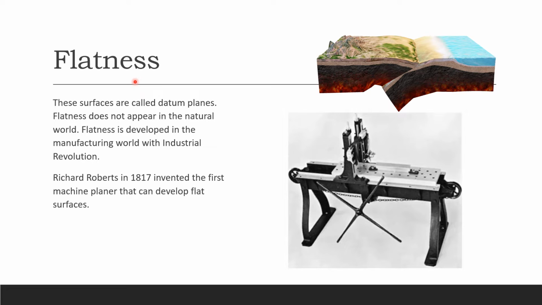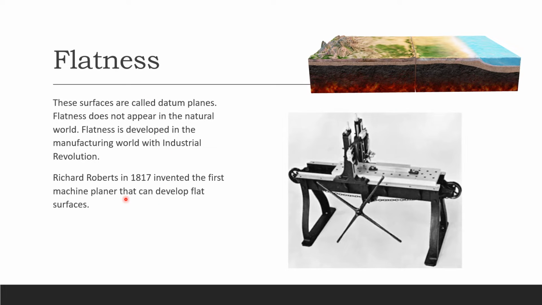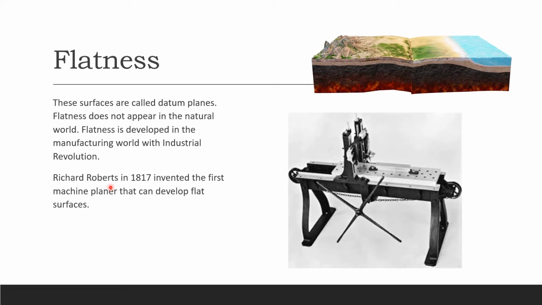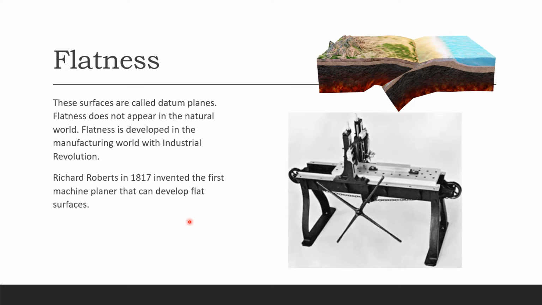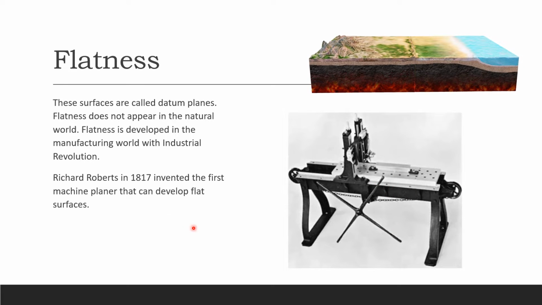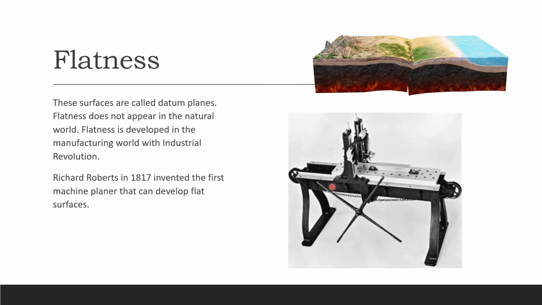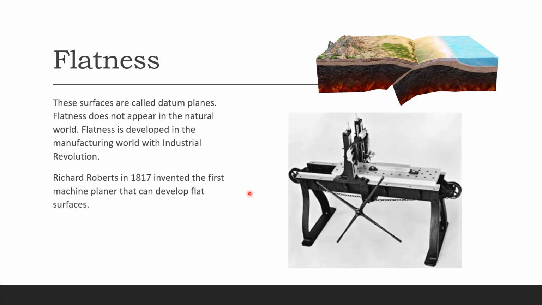So this is completely man-made. Another guy, Richard Roberts, lived in 1817 and invented the first machine planer, right there, which can develop flat surfaces. And this is how we make the surfaces that we need for measurement.